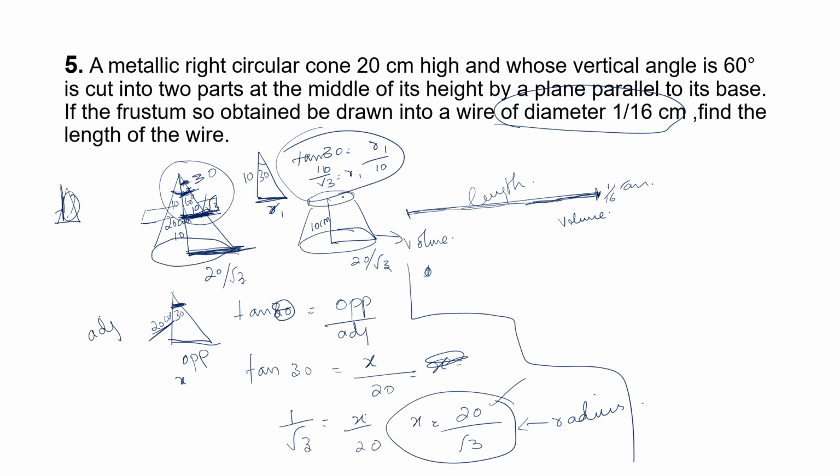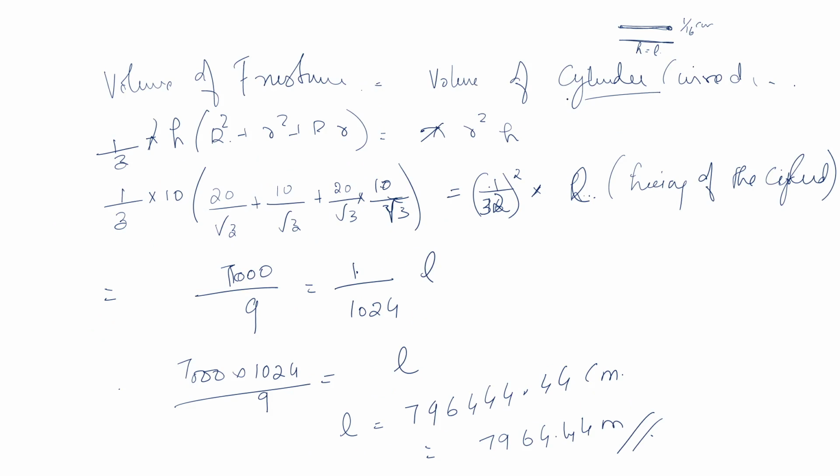Okay, so now this frustum is made into a thin wire. Since it has a diameter, it will be like the shape of a cylinder. The length of the wire is asked, so the length is nothing but the height of the cylinder. When one shape is converted into another shape, the volume of the first shape should be equal to the volume of the second shape. So the volume of the frustum should be equal to the volume of the cylinder, that is nothing but the wire. The wire has some diameter, so it is a cylinder. When you calculate these things, we get the length of the wire.